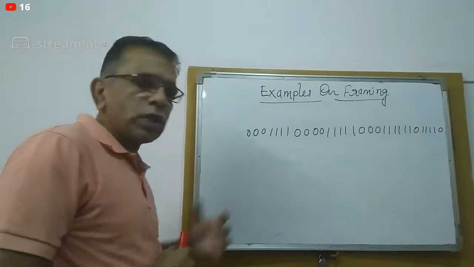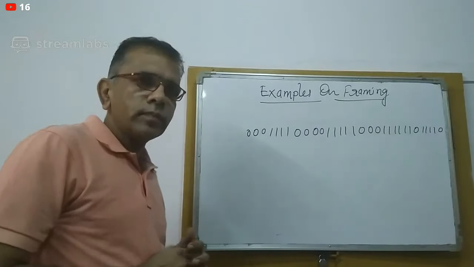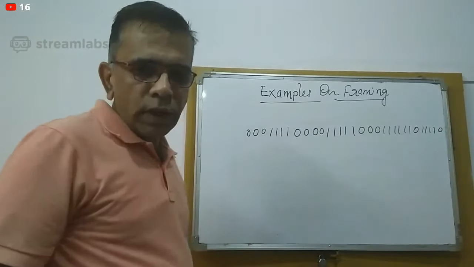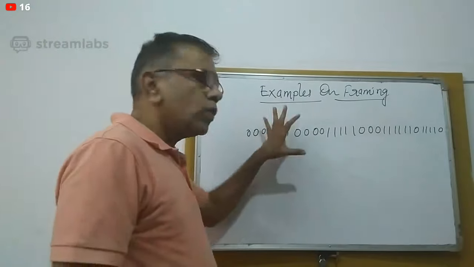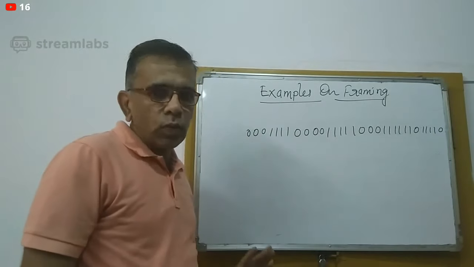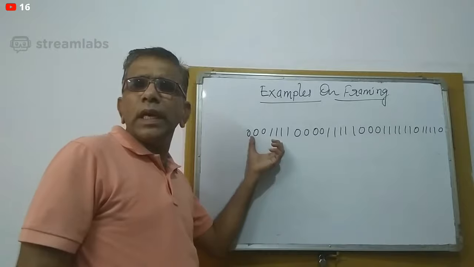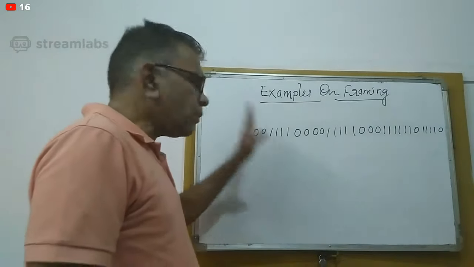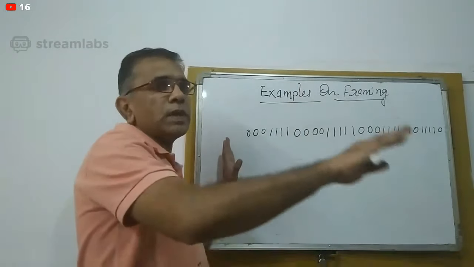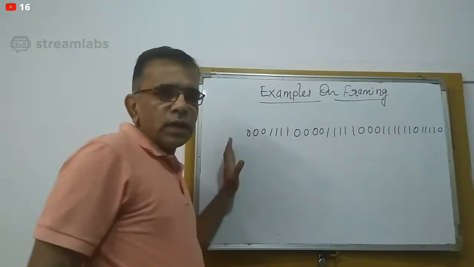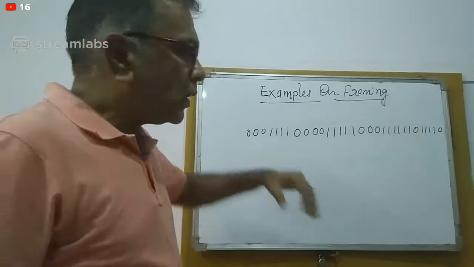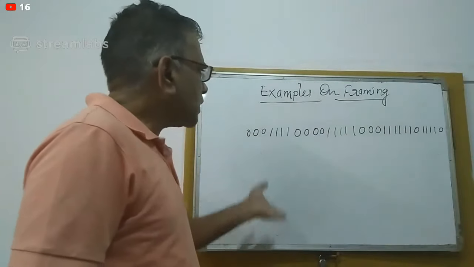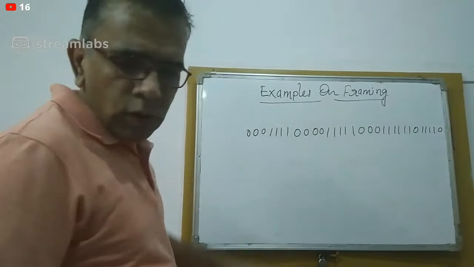So how exactly to stuff? According to the rule, after 0, if 5 ones get encountered, you need to stuff one additional 0. Now the rule is slightly different in the case of a bit oriented protocol. In the previous case, I used to stuff a character before the special character that was part of the data. In this case, I am going to stuff a 0 after those 5 ones.